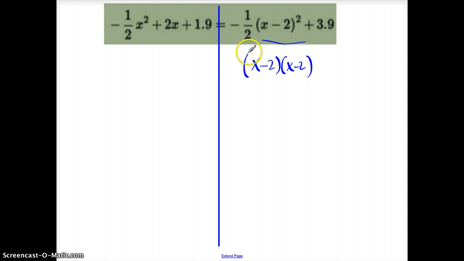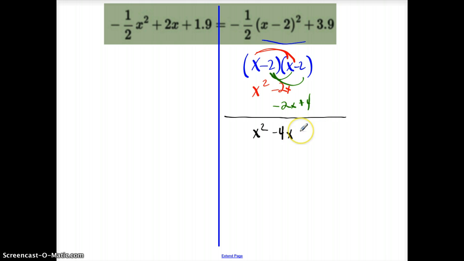I'll multiply x times x, x squared, x times negative 2, negative 2x, and then negative 2 times x, negative 2x, and negative 2 times negative 2 is positive 4. I'll combine these two items together first, so that's my exponents before anything else. I'll have x squared minus 4x plus 4. That's still in parentheses only because there's a negative 1/2 in the beginning. This negative 1/2. At the end we have a plus 39, plus 3.9.